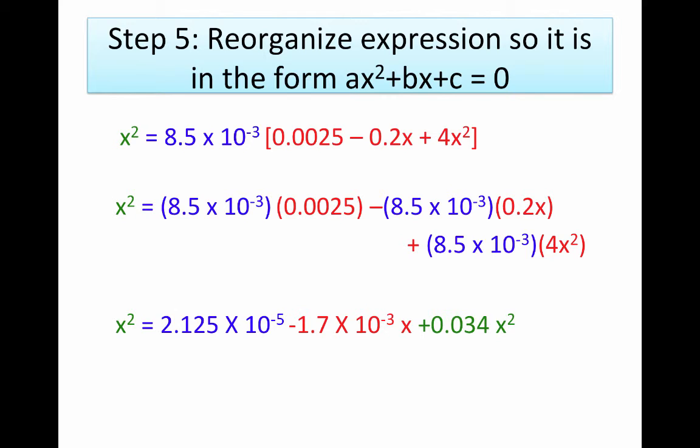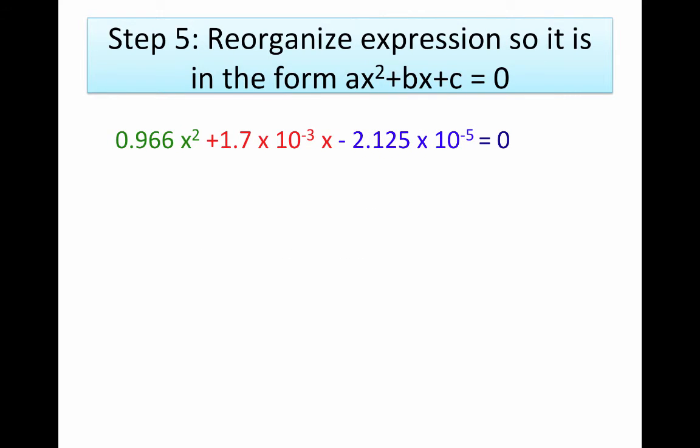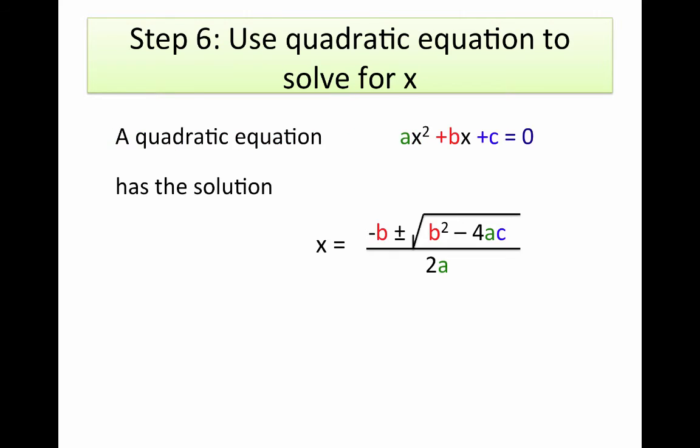And now we're going to, again, try to consolidate this all on one side of the equation. So we're going to subtract 0.034x squared from both sides, add 1.7 times 10 to the minus 3x to both sides, and subtract 2.125 times 10 to the minus fifth from both sides. And this is what we get. So here is our expression in the form ax squared plus bx plus c equals 0. And we now have it in the form where we can use the quadratic equation to solve for x.